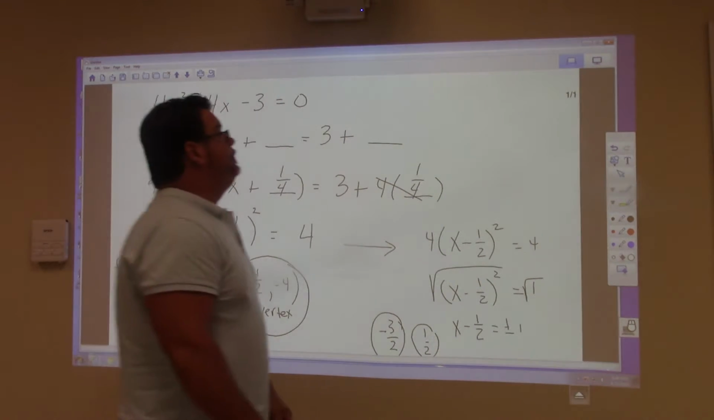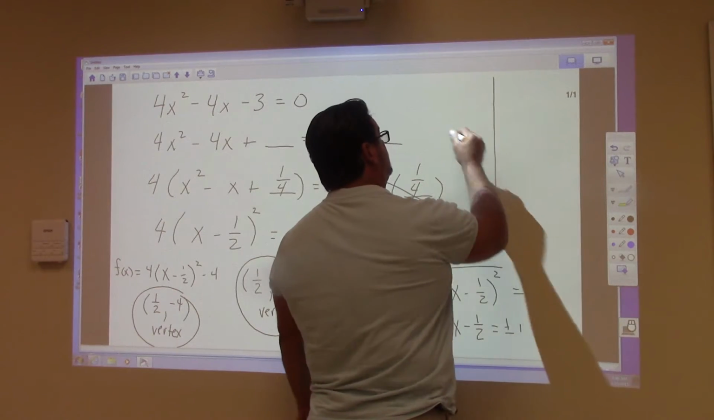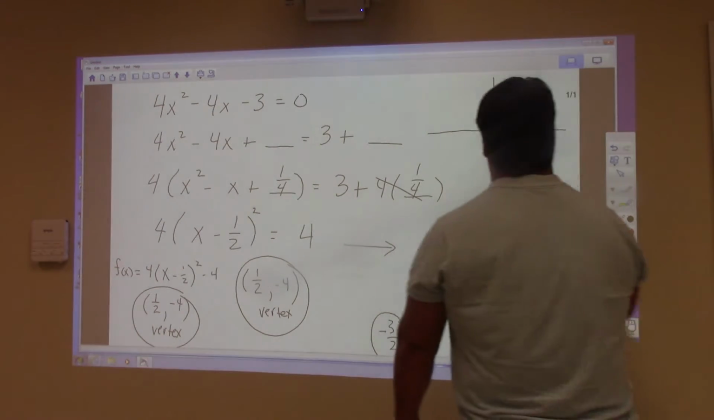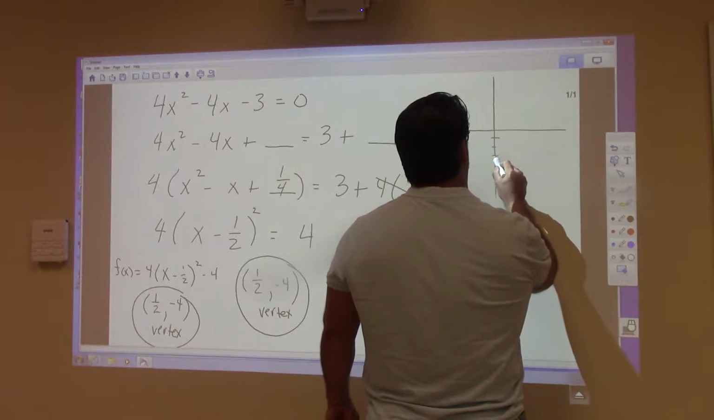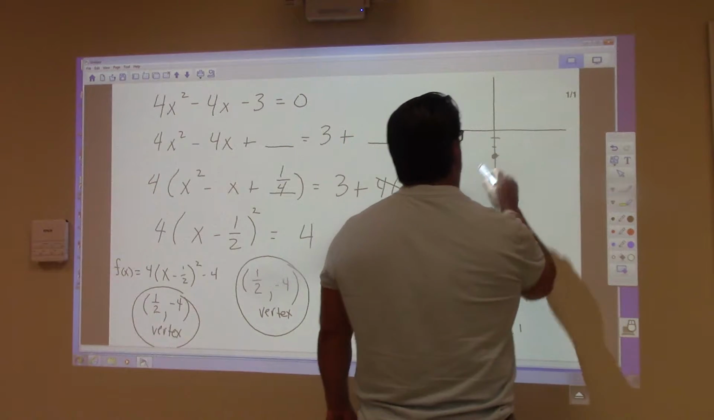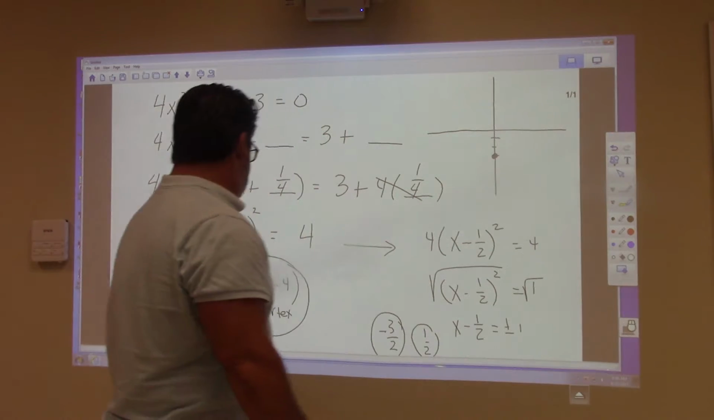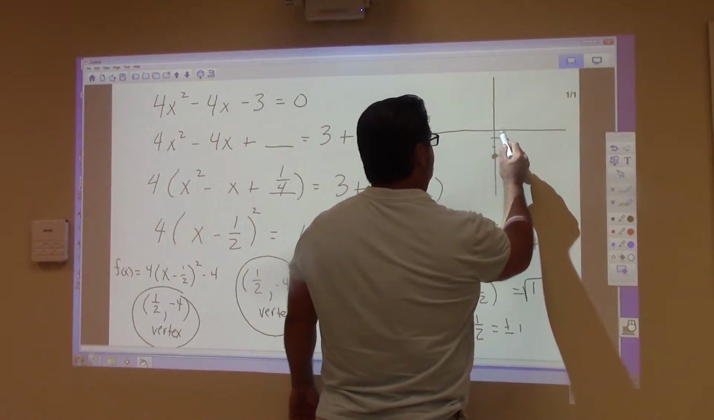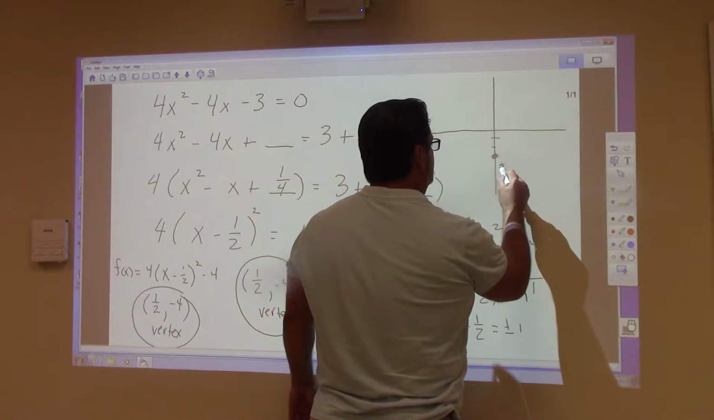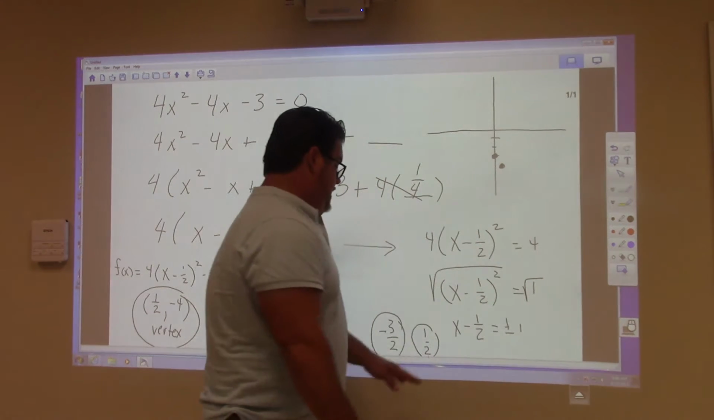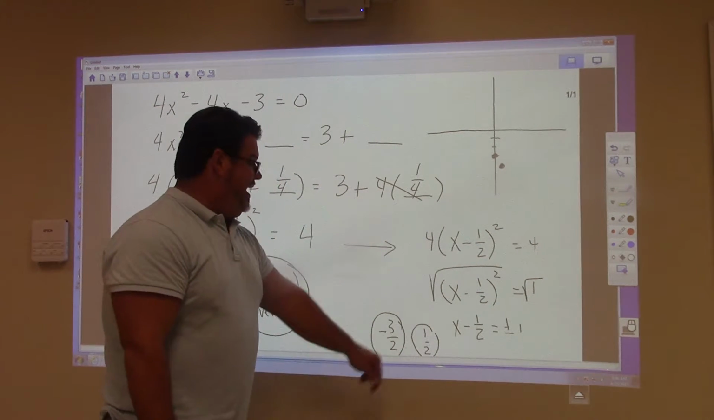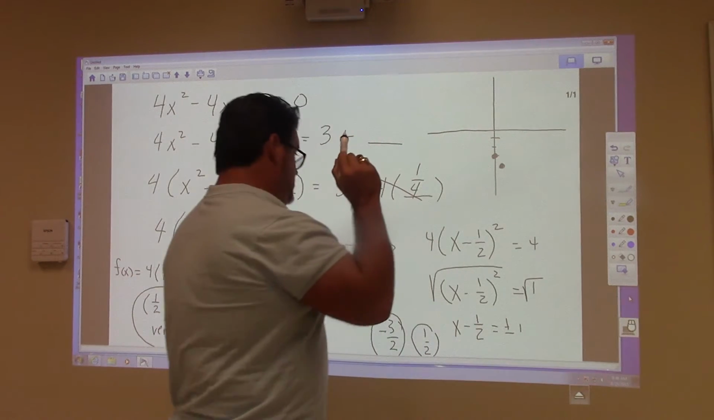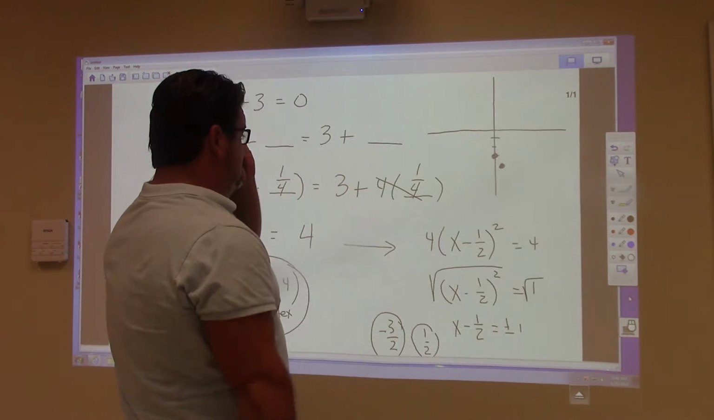So, we've got a y-intercept of negative 3. We've got a vertex of 1/2 and negative 4. We've got an x-intercept of 1/2 and negative 3/2. Something don't look right.